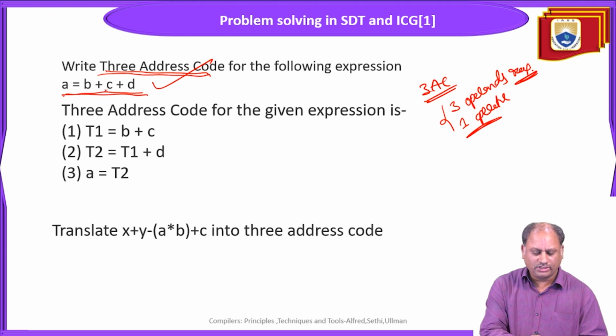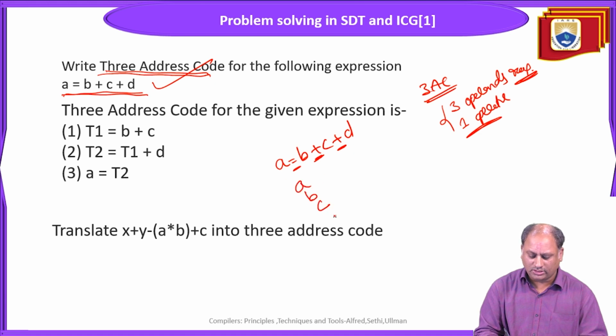The given expression is A equal to B plus C plus D. Here A, B, C and D are operands. How many are there? Total 4, so that is not considered, since the maximum is 3. And the operators here are assignment and plus, but only one operator is allowed, and here there are 2 operators, so this is also not considered.